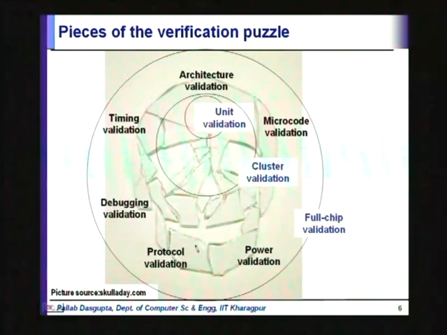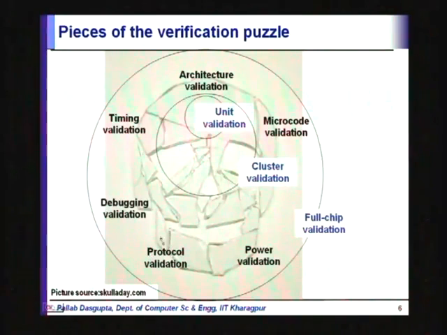Protocol validation. So all these chips have a lot of on-chip protocols. Protocols for communication between the processors and the cache. Protocols for communication between the processor and the memory. All these protocols need to be validated, and you have to make sure that the components of your chip are actually following the protocol correctly. Then debugging validation. How do you debug when you have found an error? How do you track the source of that? And then timing validation.